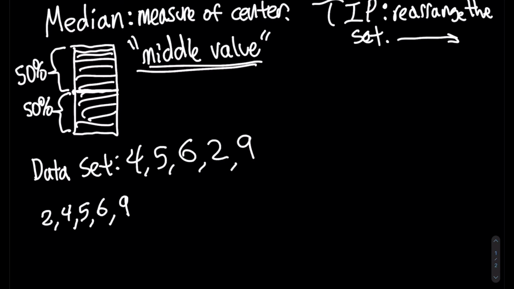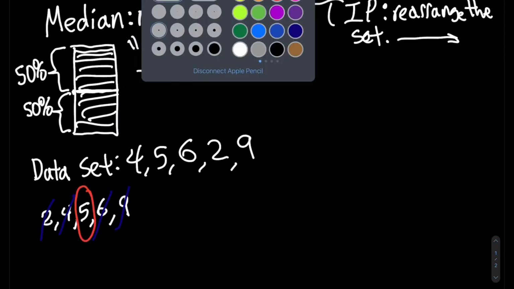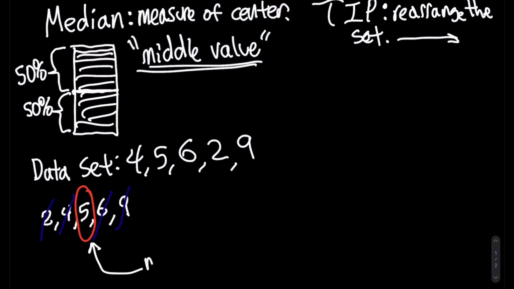And from here, the strategy becomes simple. You have to cross out the highest and lowest values until you are left with only one number. And whatever that number is, that's going to be the median. So use blue here, cross out the highest and lowest values, in this case that's going to be 2 and 9. And now we again cross out the next highest and lowest values, 4 and 6. And we are left with one value here, 5. And that is going to be our median as noted by the definition. Simple, right? Let's try another one.